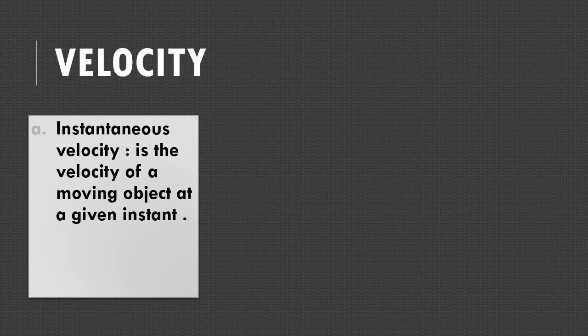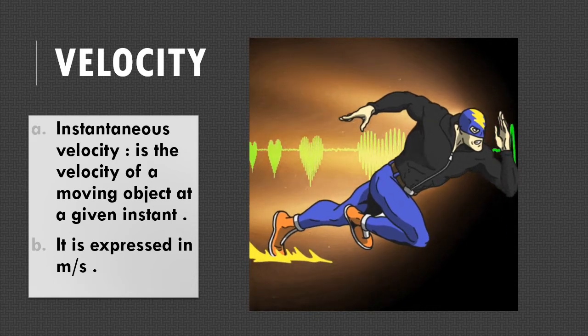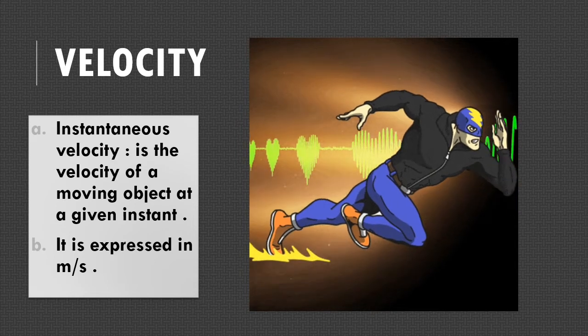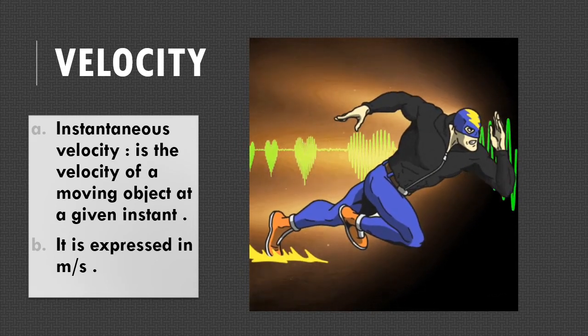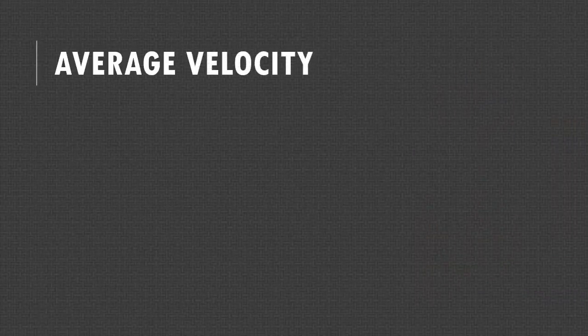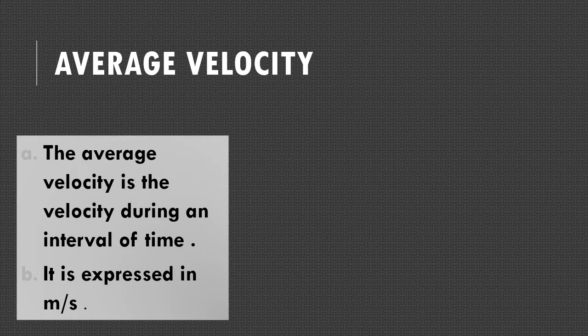Now we must define the velocity. We have two types of velocity. The first one, which is instantaneous velocity, is the velocity of a moving object at a given instant, and it is expressed in meter per second. While the average velocity is the velocity during an interval of time, and also it is expressed in meter per second.